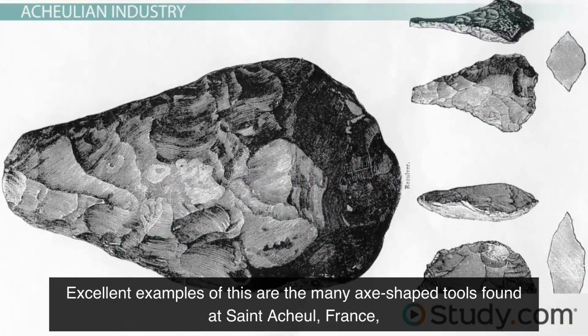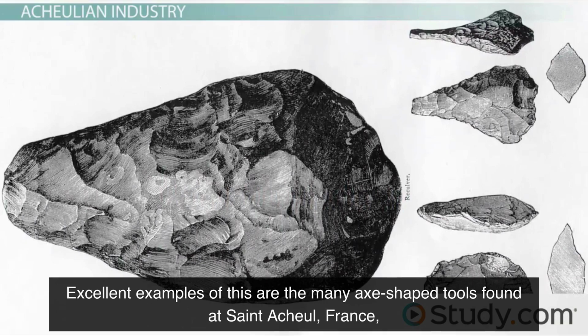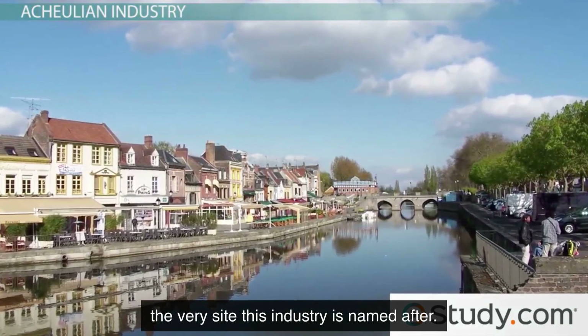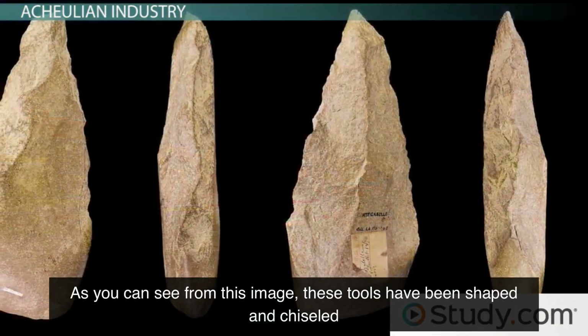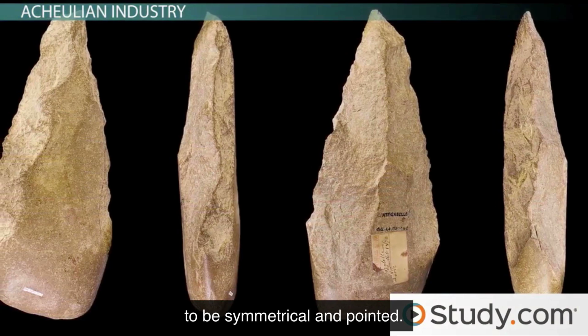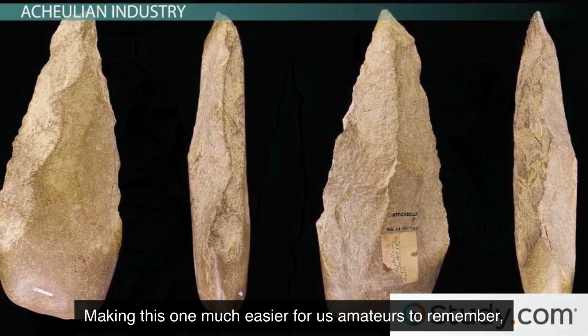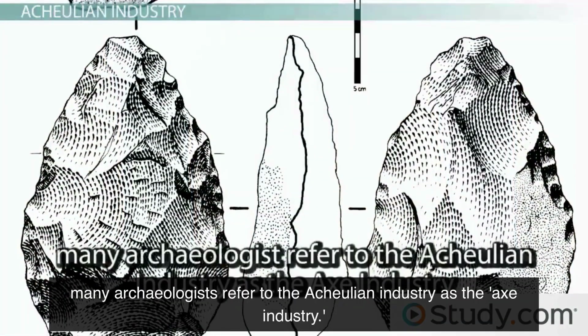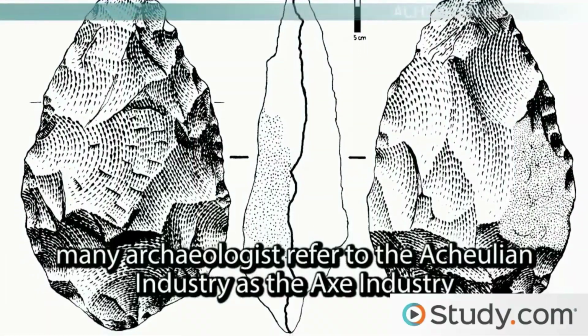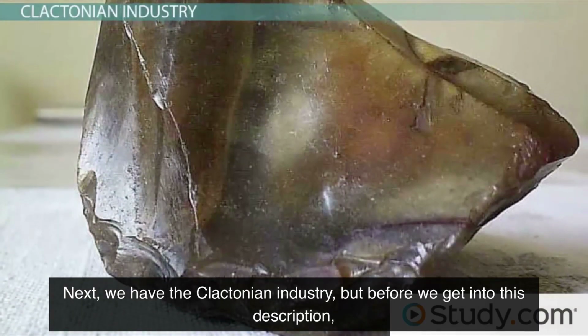Excellent examples of this are the many axe-shaped tools found at St. Acheul, France, the very site this industry is named after. As you can see from this image, these tools have been shaped and chiseled to be symmetrical and pointed. Making this one much easier for us amateurs to remember, many archaeologists refer to the Acheulean industry as the axe industry. Next, we have the Clactonian industry.